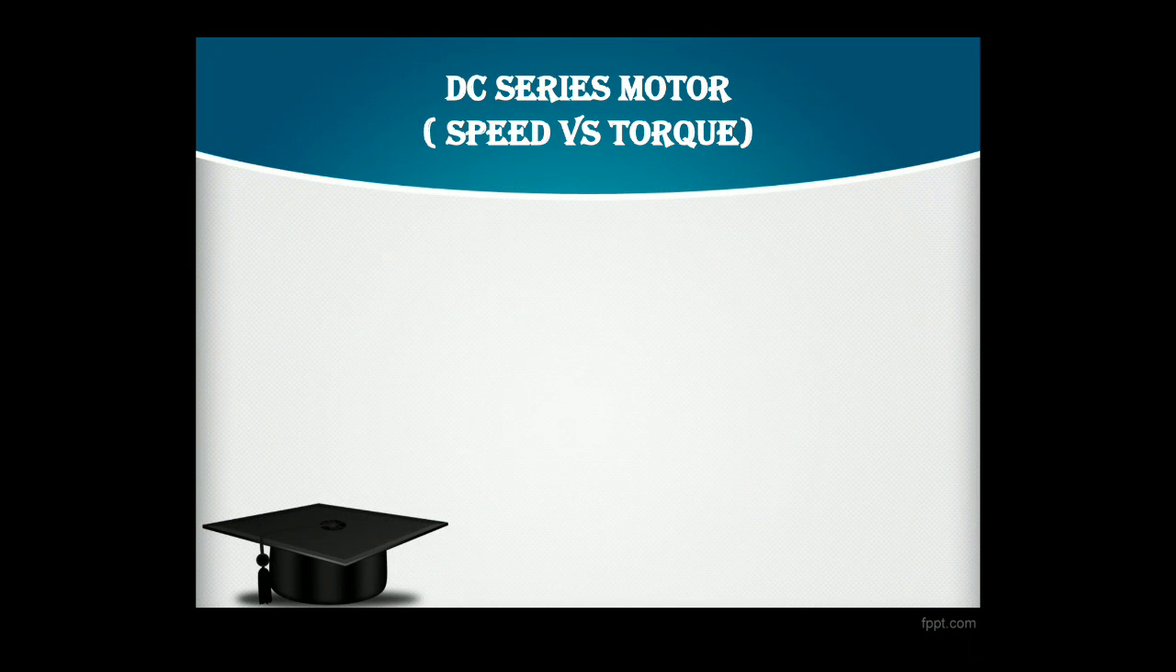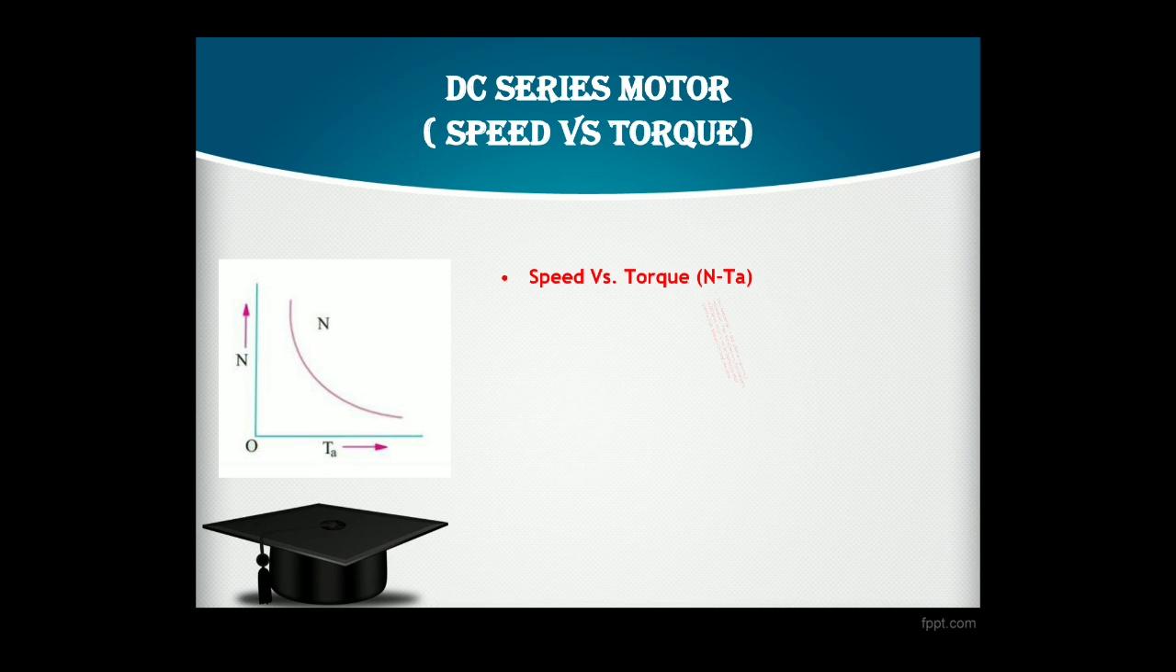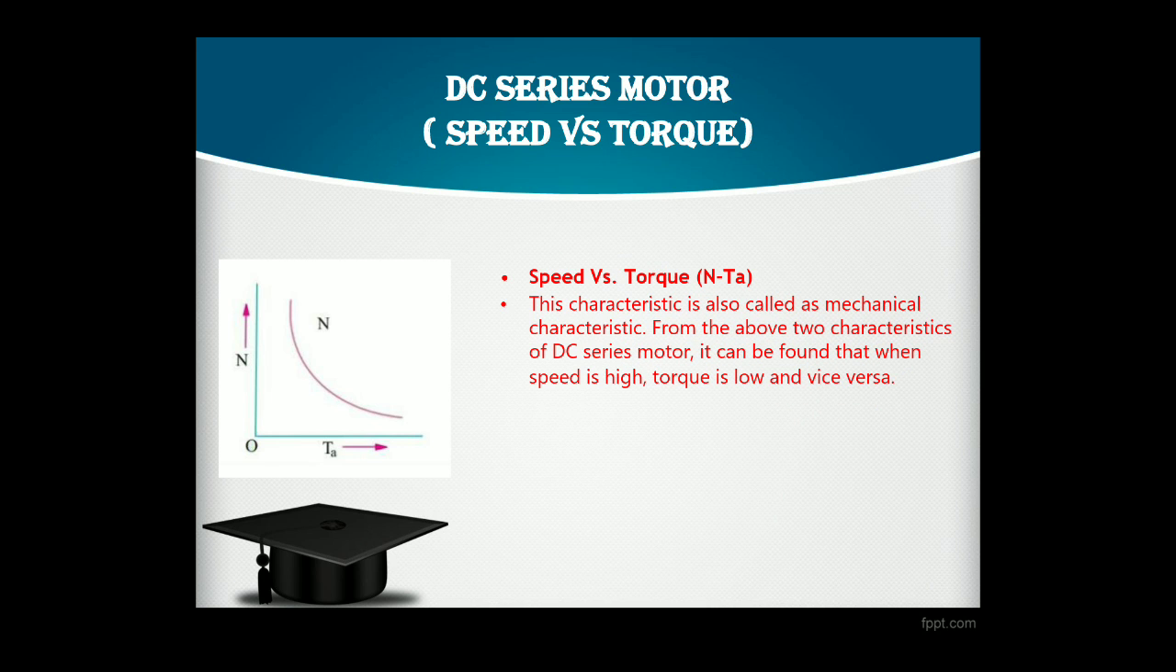Now the next slide is the DC series motor speed versus torque characteristics, or you can say the mechanical characteristics. Here you can see a graphical image of the mechanical characteristics. If torque is increased, then the speed is reduced. So this characteristic is also known as the mechanical characteristic.